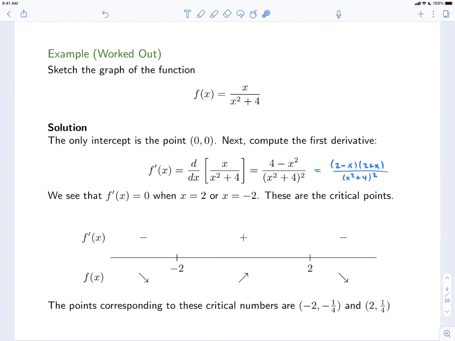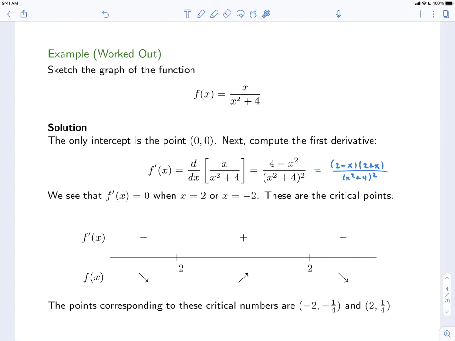So we can make a little sign chart. So here's our sign chart. You mark the zeros of the derivative, x equals negative 2 and x equals 2. We can now complete the sign chart. It's already been done for us, but we can just double check.